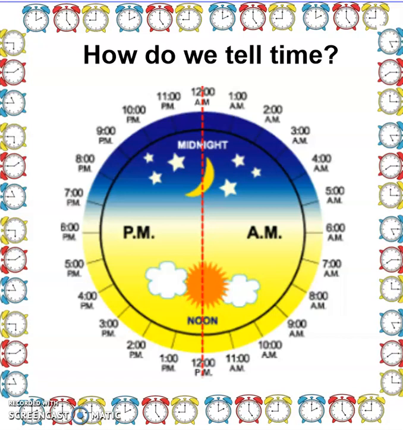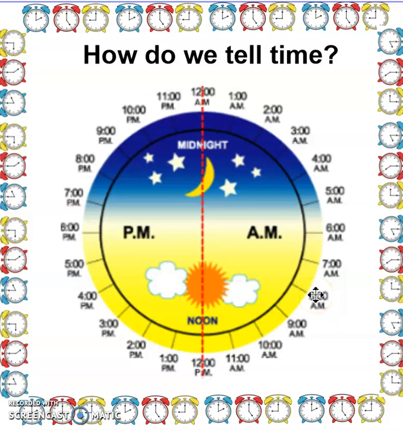Remember, we said that the day starts from 12 a.m. 12 a.m., 1 a.m., 2 a.m., 3 a.m., 4 a.m., 5 a.m. The morning is getting brighter. It's coming up. And next we have 6 a.m. We can see the day has broken.